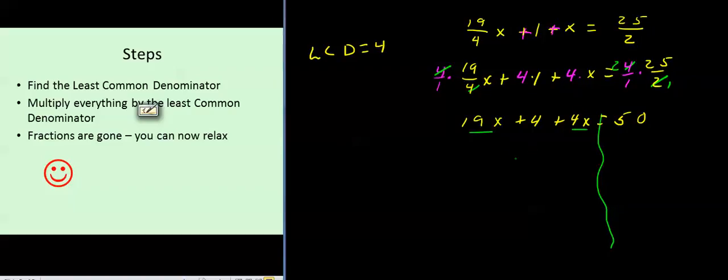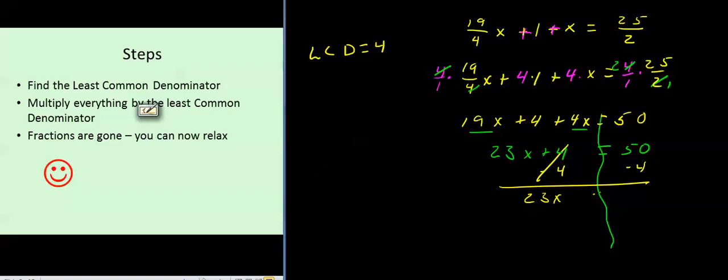4x and 19x are like terms, so we have 23x plus 4 equals 50. Back to my yellow. Minus 4 to both sides. And we have 23x. These cancel, equals 46. Divide both sides by the coefficient. Divide by 23. And we end up with x equals 2.